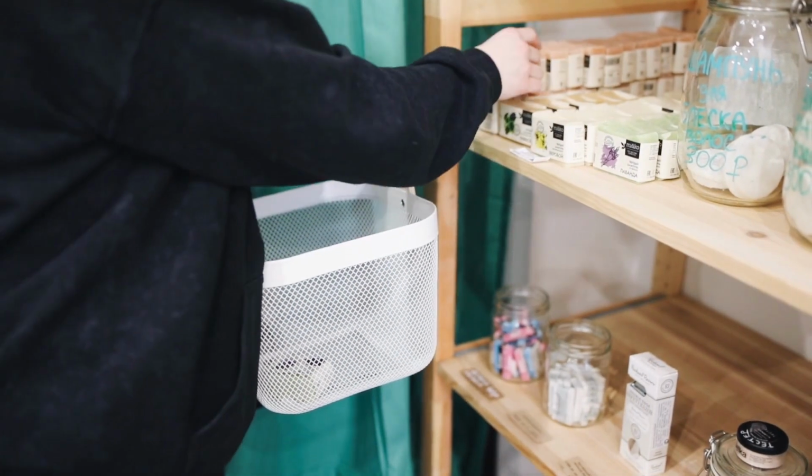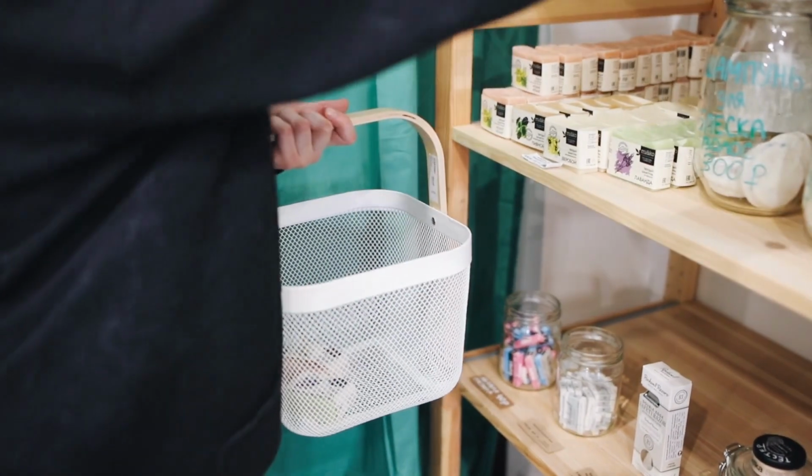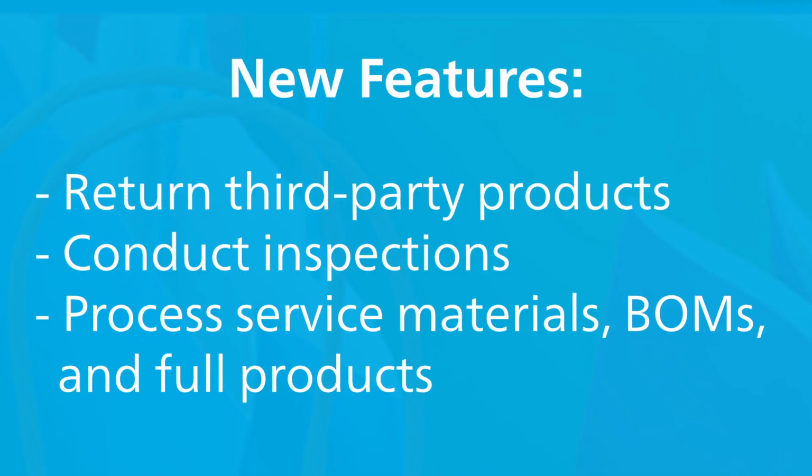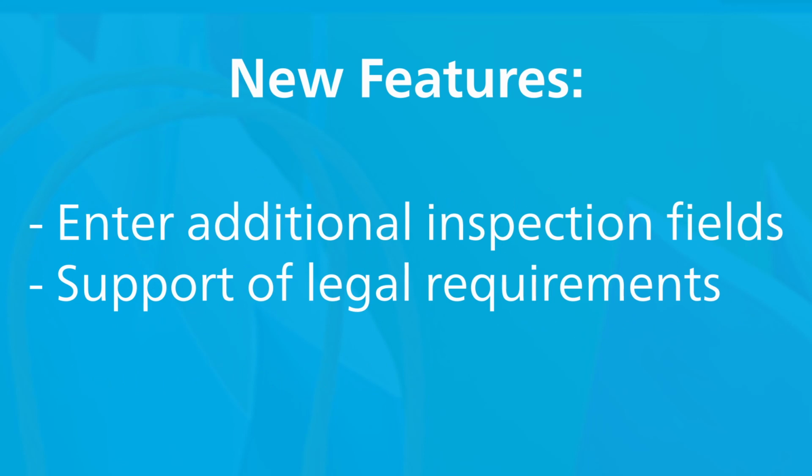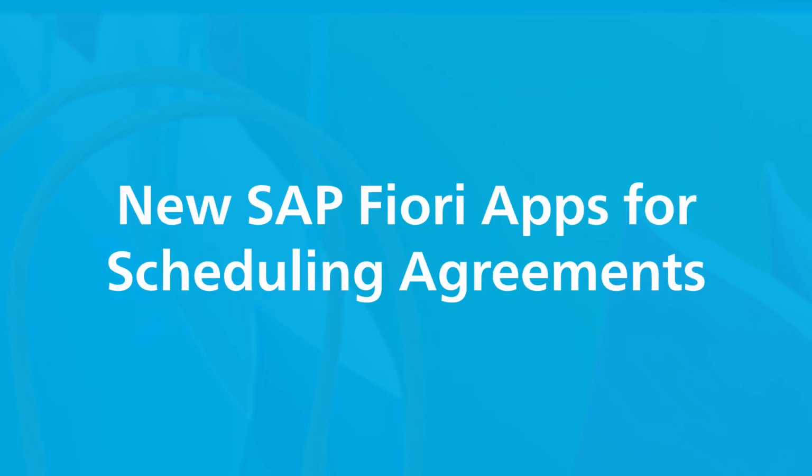In the area of returns, the Manage Customer Returns app in SAP Fiori provides the following innovations: Return third-party products to the suppliers. Conduct inspections at customer sites and have materials remain at the customer site. Process service materials, bills of materials, BOMs, and full products in the returns order and material inspection. Enter additional inspection fields in the return order and material inspection. Support of legal requirements related to the refund of services related to a physical product when products and services have been sold together.